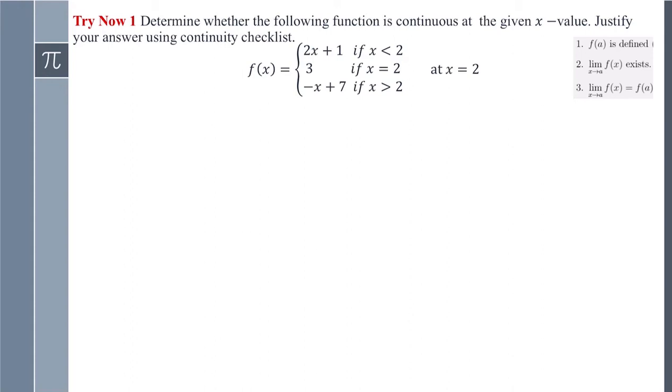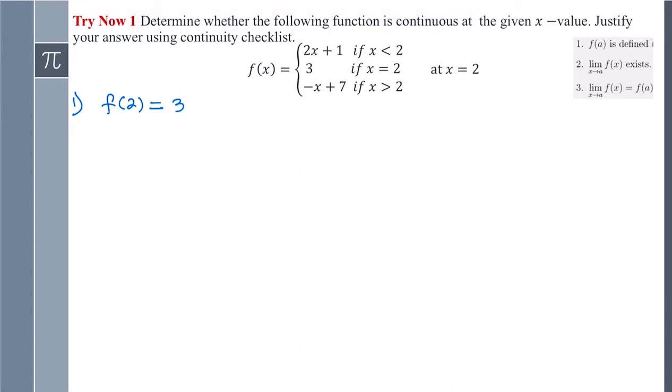Now, let's go ahead and check the first condition. Is f of a defined, or is the function defined at x equals 2? So this is where we are checking the continuity, okay? So the function f of x equals 3 if x equals 2. That means the function is defined, and the value is 3. So f of 2 equals 3. So that's the first condition. The function is defined, and the value of the function at x equals 2 is 3.